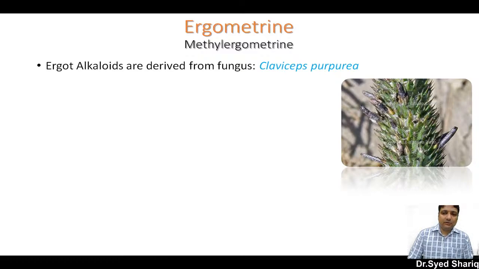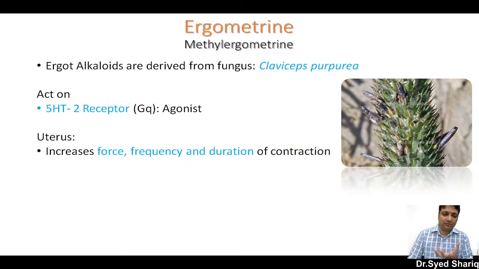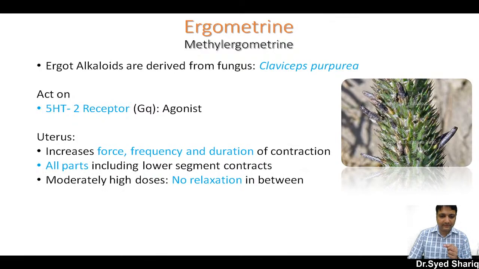Now let's come on to our second most important drug. This is the ergot alkaloid. Basically, it is from the fungus Claviceps purpurea, and it acts on the 5-HT2 receptor. It's an agonist on the 5-HT2 receptor. Basically, it causes an increase in the force, frequency and duration of contraction. That is good. It contracts all the parts of the uterus. It is not acting through the oxytocin receptors. So it acts on the 5-HT2 receptors, which are present in all the segments of the uterus. Therefore, it contracts all the parts of the uterus.